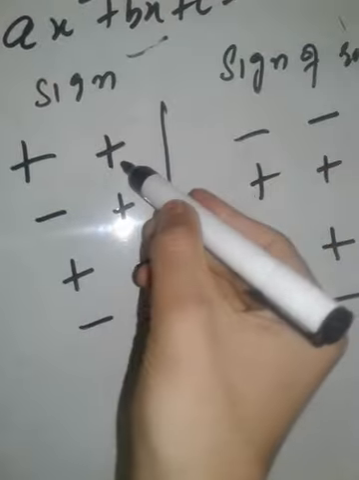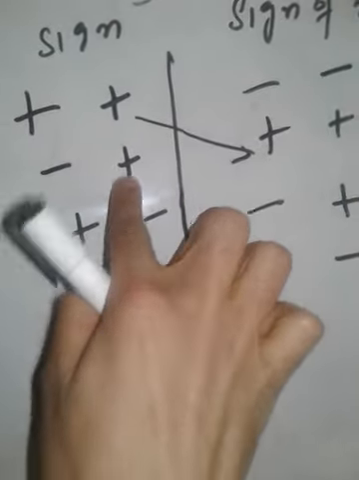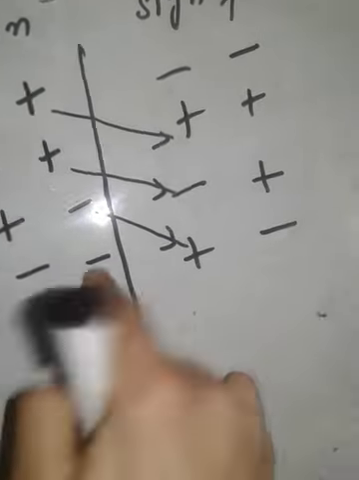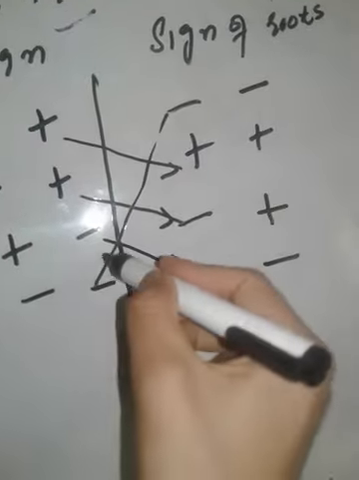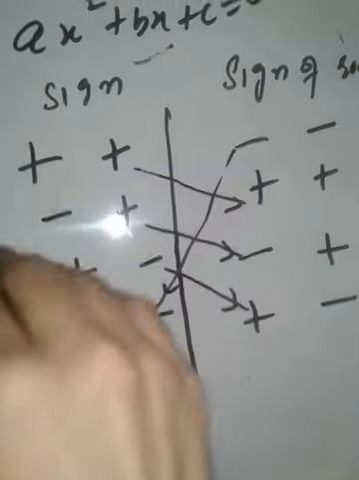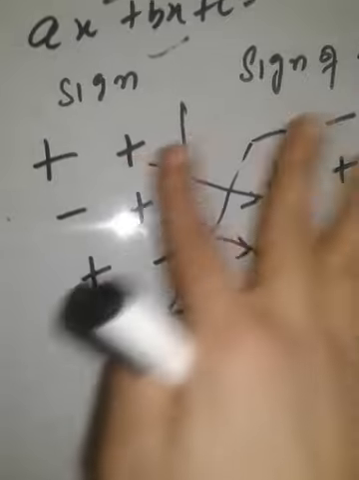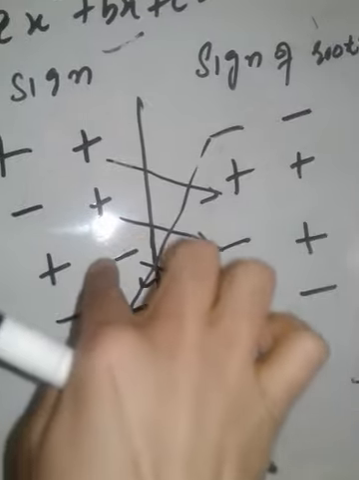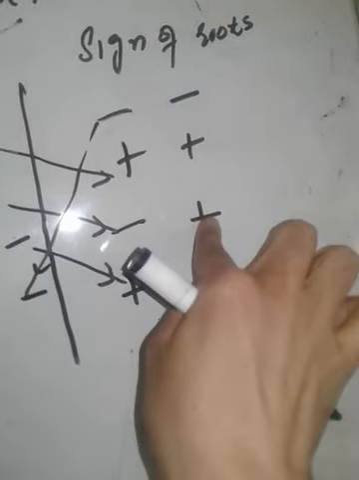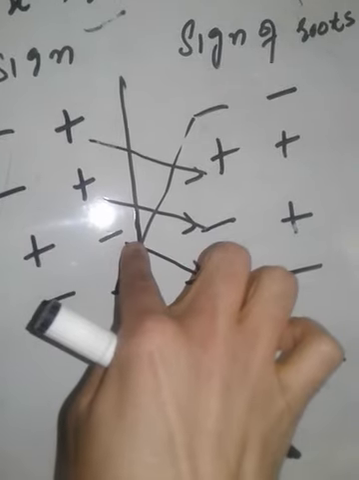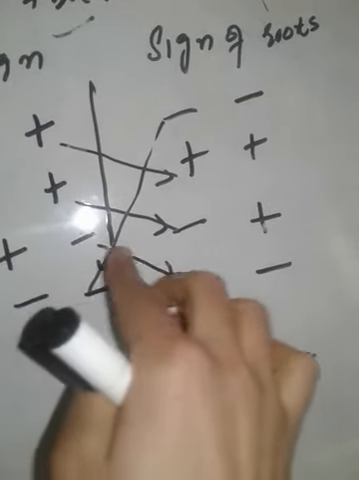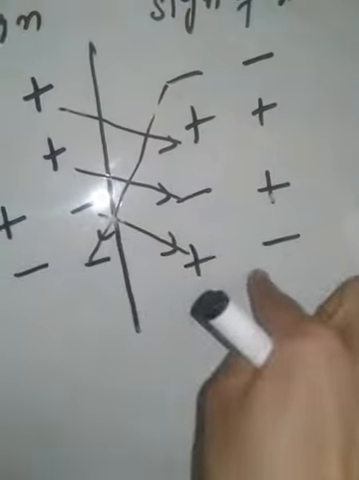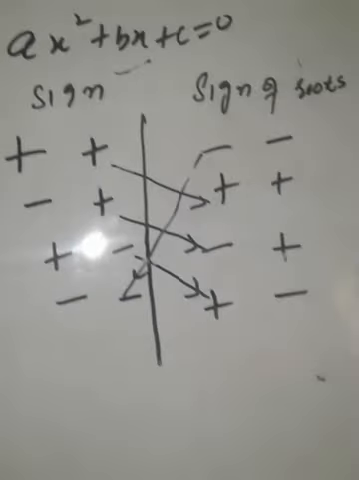Plus plus goes to minus minus. Minus plus goes to plus plus. Then plus minus, what is its sign? Its sign will be minus plus. Then minus minus, what is its sign? Its sign will be plus minus. So you will remember that, I hope.